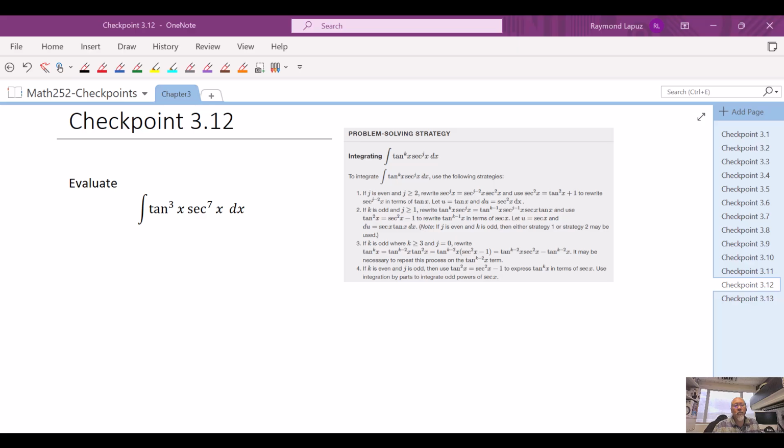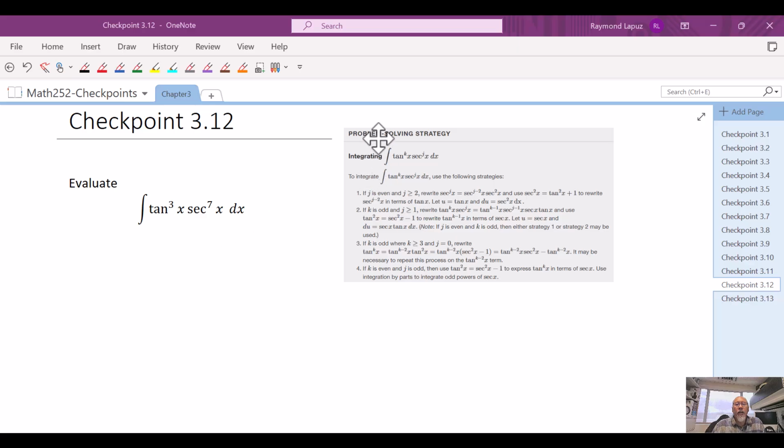My name is Lapuz. In this video, we will be doing checkpoint 3.12. This is coming from section 3.2, trigonometric integrals. They're asking us to evaluate the integral of tangent cubed of x times secant to the 7th of x.